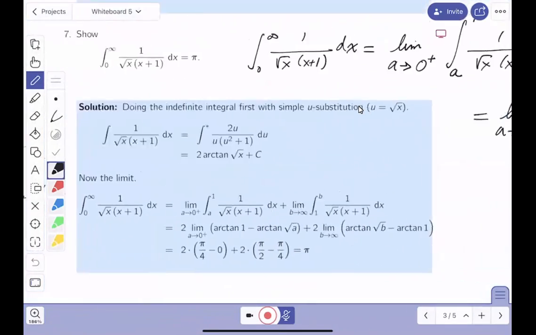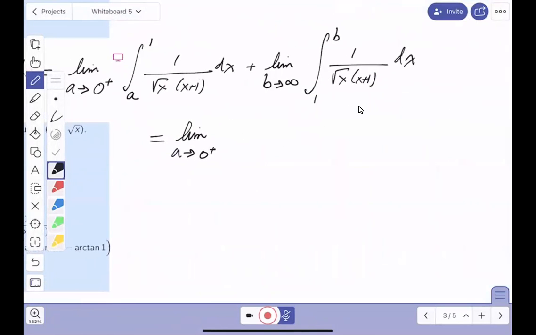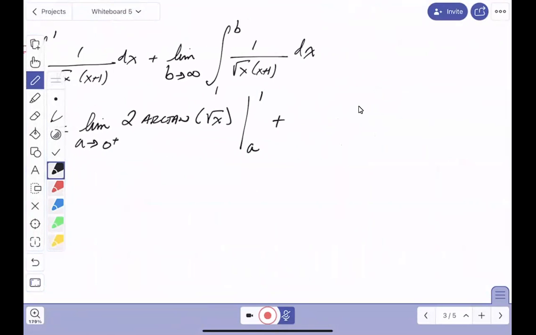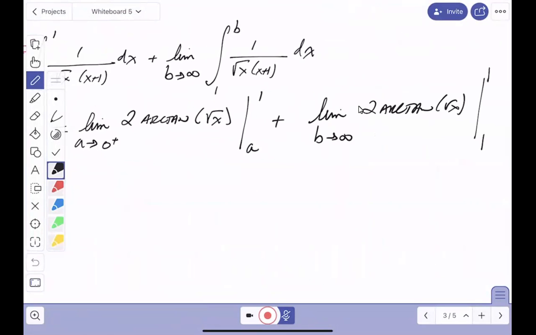So do I remember the antiderivative over there? It's 2 arctan of the root of x, right? Limits of integration are going to go from a to 1, plus, let's put the next limit down. That's going to be the limit as b goes to infinity, 2 arctan root x. Limits of integration over there are going to be from 1 to b.